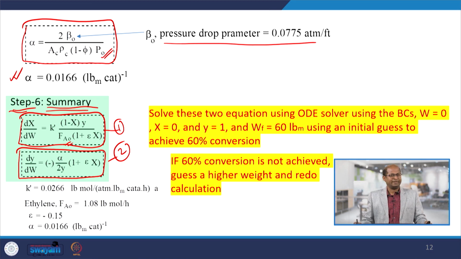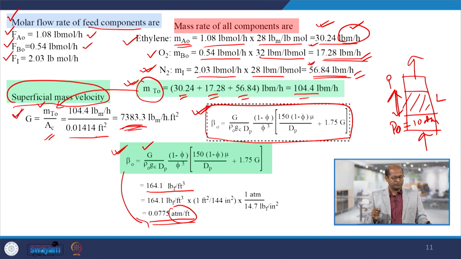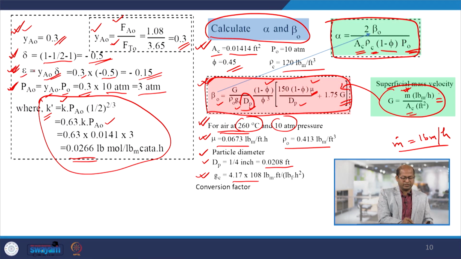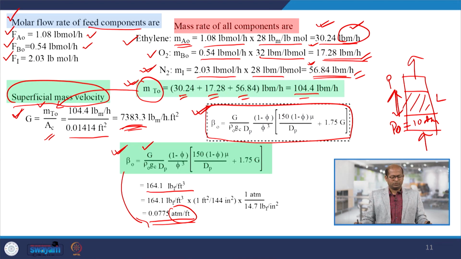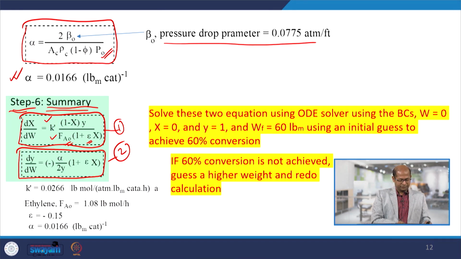and here F A naught, that is the molar feed rate of component A, that is the ethylene, that is given, that is known. So, this k prime is known, F A naught is known, epsilon is known, the fraction volume change we have also calculated or measured, that is minus 0.15. Okay. So, the value k prime is known, the molar feed rate of ethylene, F A naught, is known.